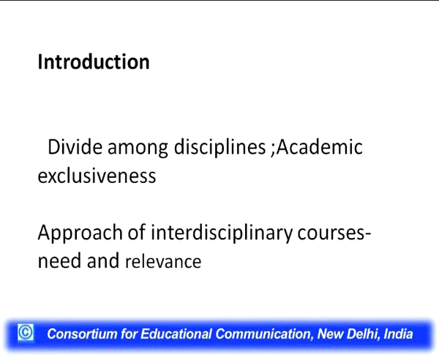But even while we do all this, what we are finding is a sort of exclusiveness among the various subjects. That's why we call it academic exclusiveness, where we are dealing with a division among the disciplines. We not merely divide the disciplines into various faculties, but even within the faculties, we again have different subjects. But of late, we do believe the approach has to be one of interdisciplinarity.